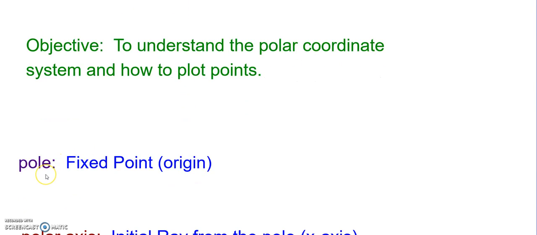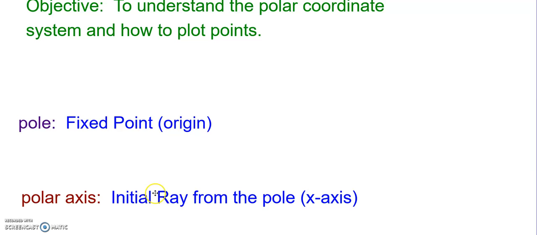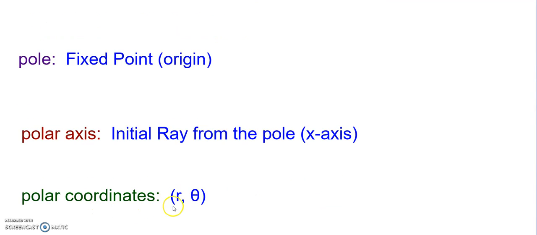So first is pole. Well, I know what a pole is if I run into one, but in terms of polar coordinates, the pole is a fixed point. Basically, think of the origin as the pole. It can be any fixed point, but we will see it as the origin. The polar axis is an initial ray from the pole. It's going to be the x-axis. The polar coordinates are always written in the form r comma theta, where r is giving us a distance and a direction, and theta is giving us a direction from the polar axis.